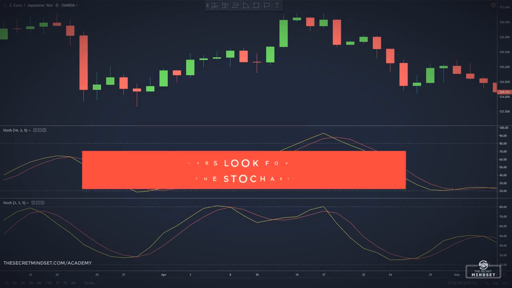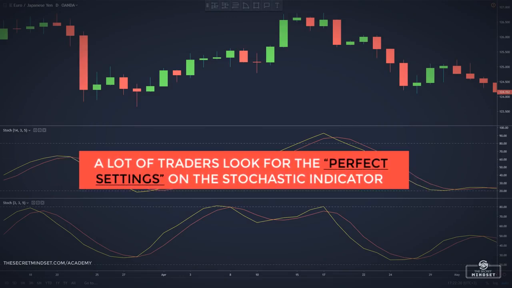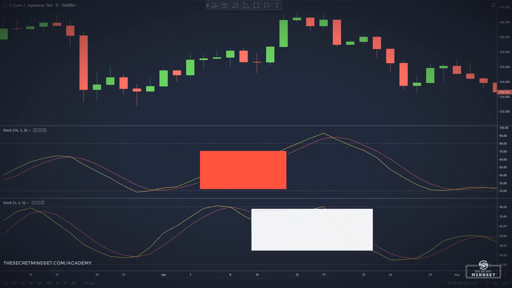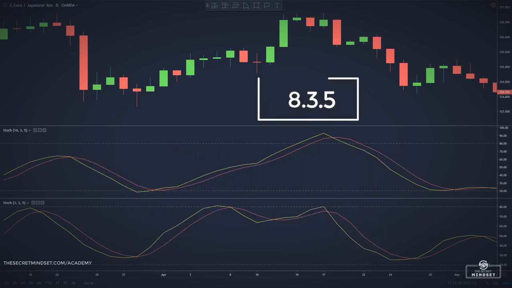A lot of traders look for the perfect settings on the stochastic indicator when they trade the Forex or the stock market. The reality is that there isn't one. You just have to know your trading style. You then have to backtest different settings depending on the market you are trading and the time frame you are analyzing. I prefer to use the stochastic oscillator with 8, 3 and 5 on higher time frames.